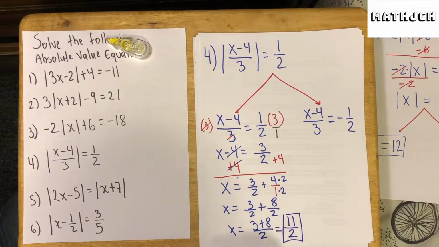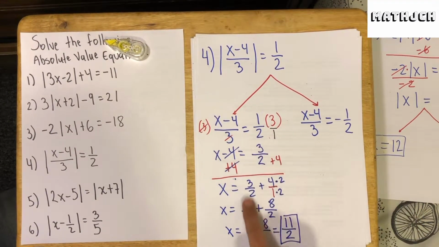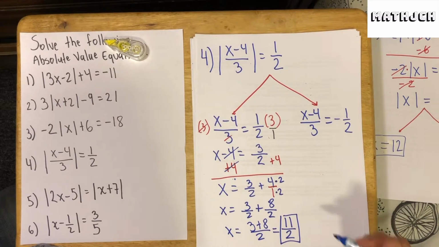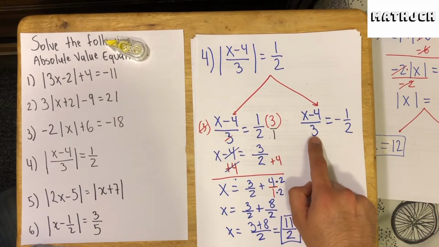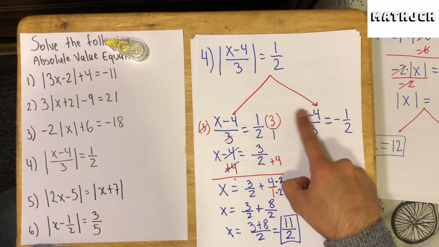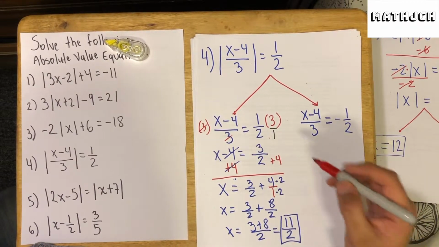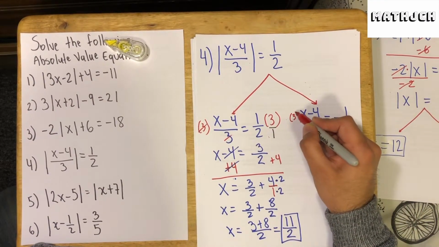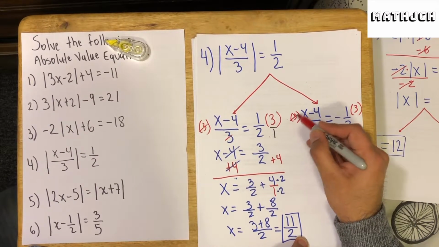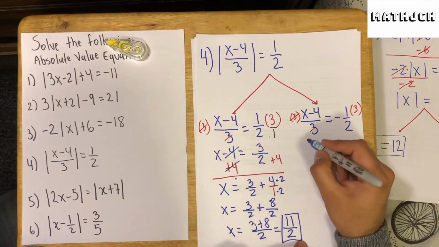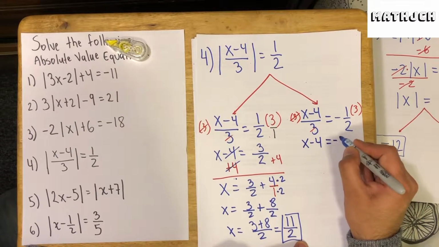Now let's work on the next case. Again, we're going to go over the same steps. The first thing that we have to do is to get rid of that 3 here in order to leave just x minus 4 by itself on this side. So the 3 is dividing. To get rid of it, we multiply by 3 on both sides. So these 3s cancel, and I'm left with x minus 4 equals minus 1/2 times 3.